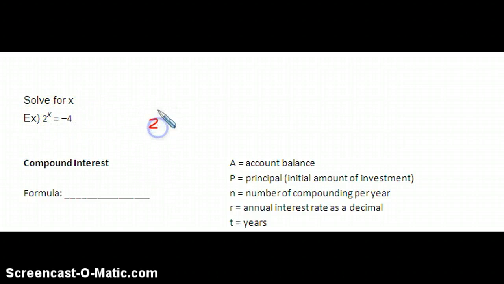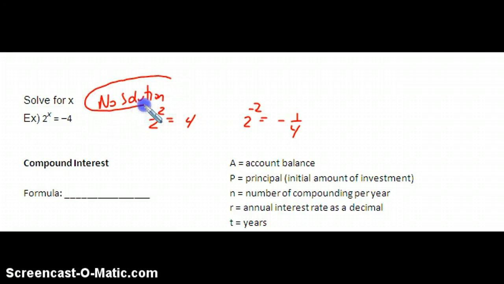Well, right away I know that 2 raised to the second power is 4, not negative 4. So I may be thinking, how do I get this negative 4 to occur? So maybe I'll do 2 to the negative 2 power. Well, that actually is 1/4. So there is no number that I can raise 2 to to get a negative 4. So therefore, for this problem, this is going to be a no solution. 2 raised to no power is going to get me a negative 4.